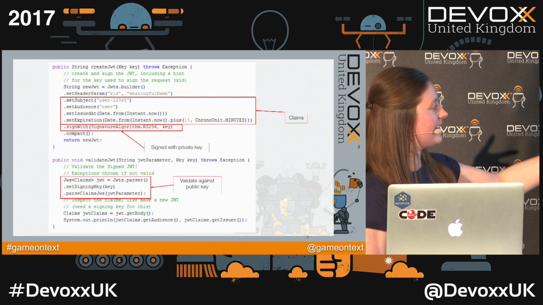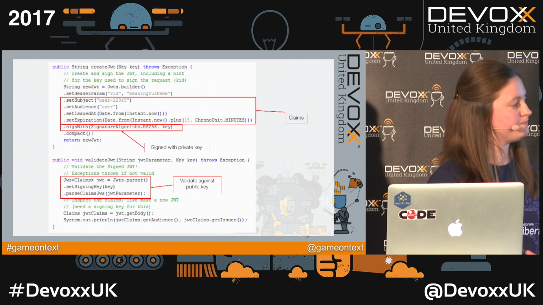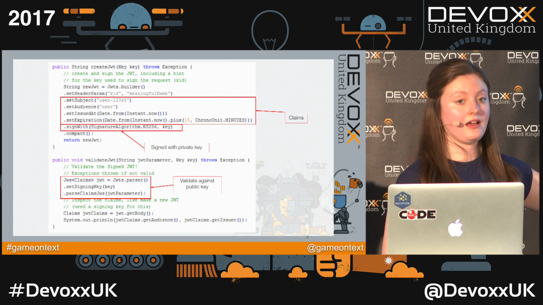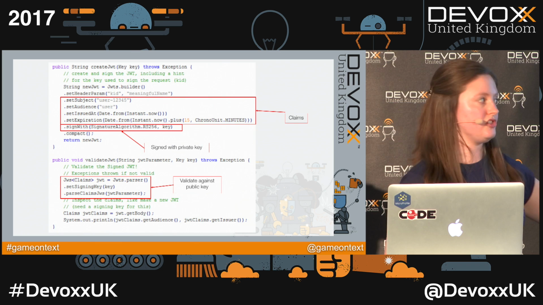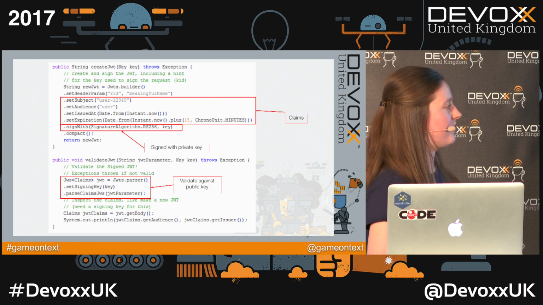So then when you validate the JWT, you then validate against the public key. Now, the other thing to note here is that we're using a library. We're using the Java JWT library. If you want a link to that, then again, you can come up at the end and I'll give you a link.